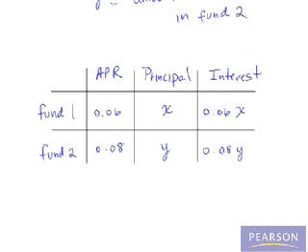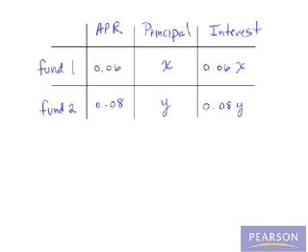Now from this chart, let's try to come up with two equations using two variables to build our system of equations. Well, we know that the total amount of money invested was $12,000. So the amount invested in Fund 1 plus the amount invested in Fund 2 must add up to equal $12,000.